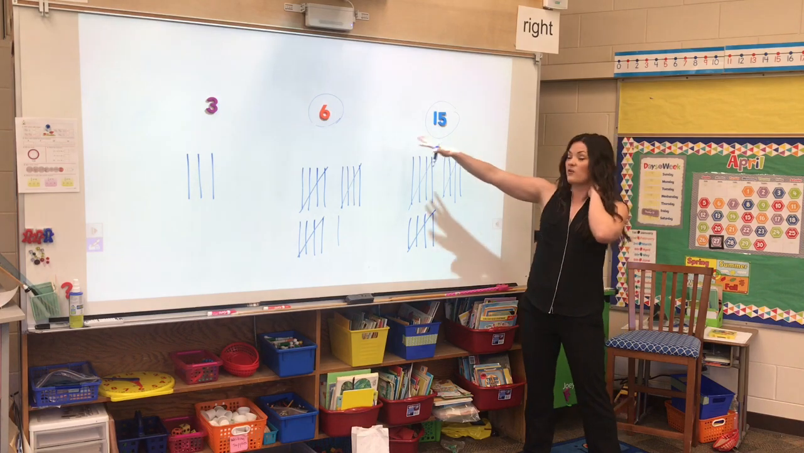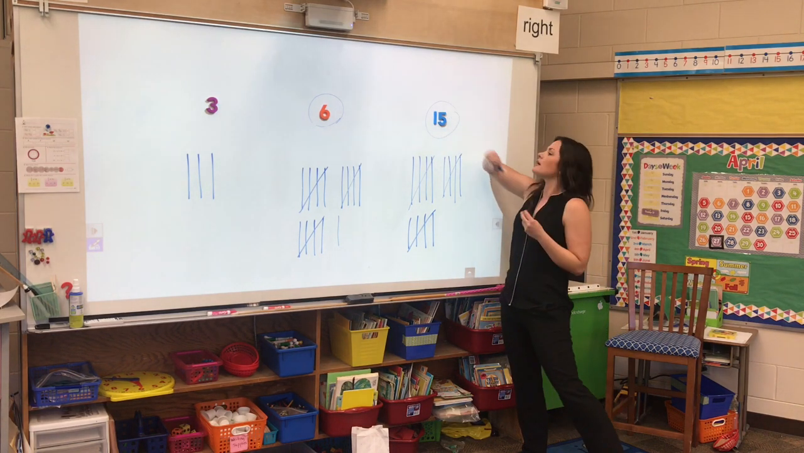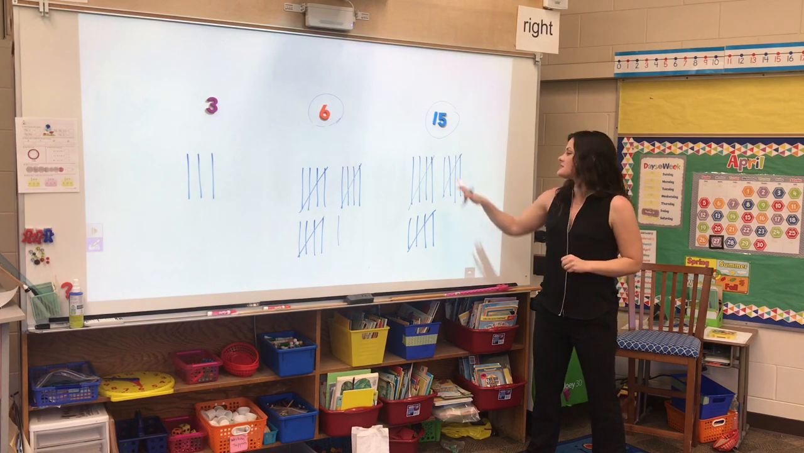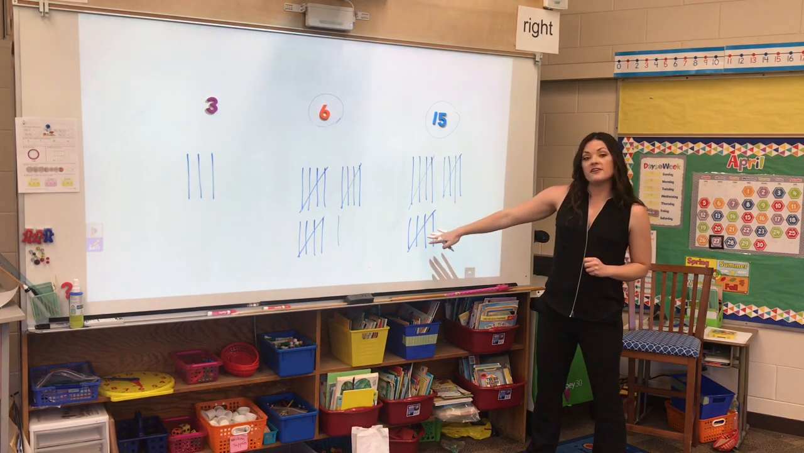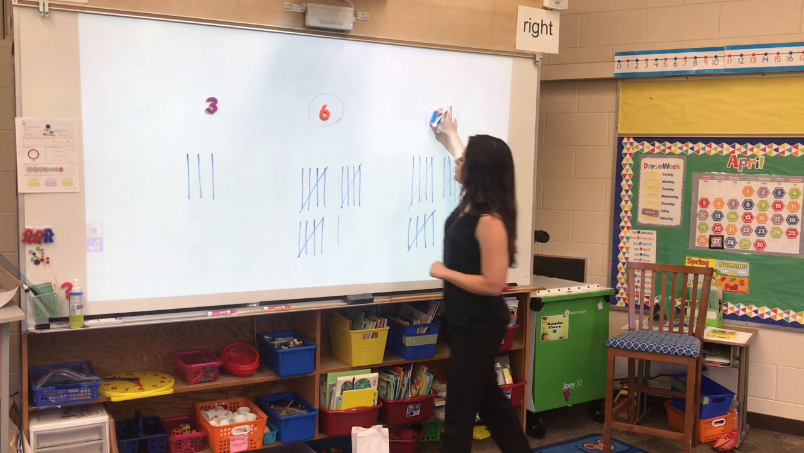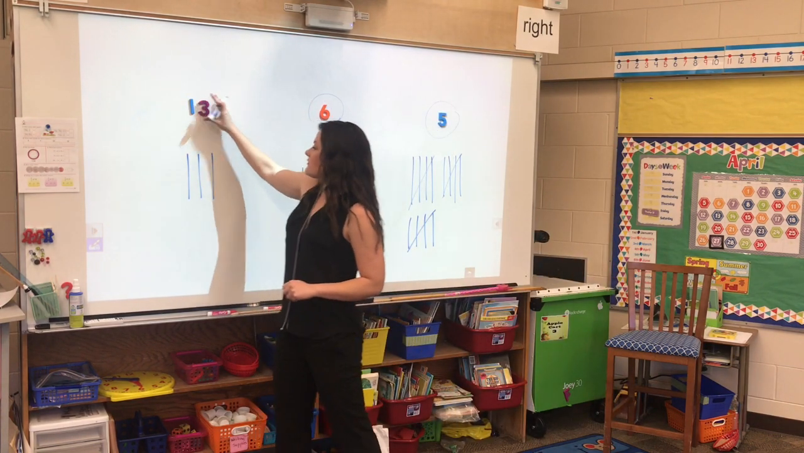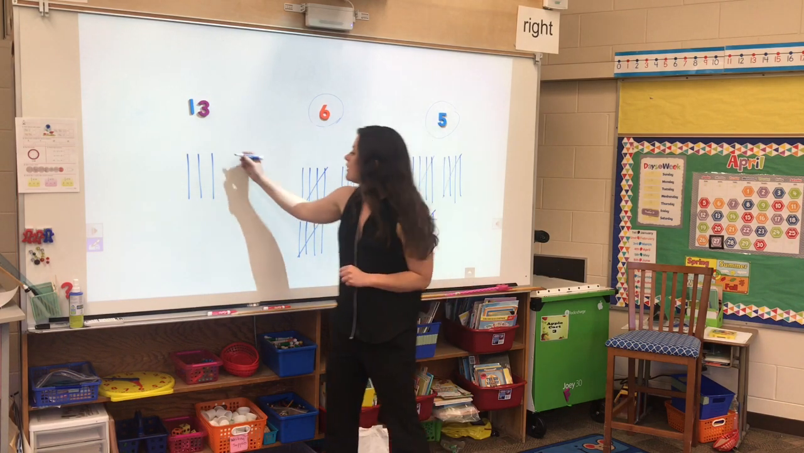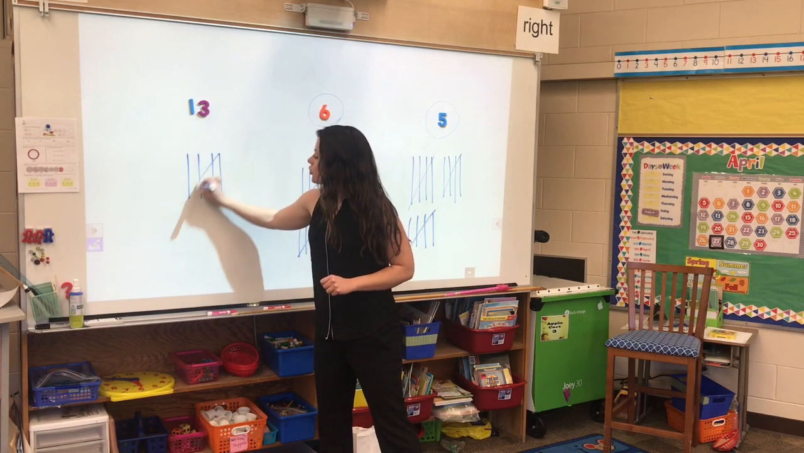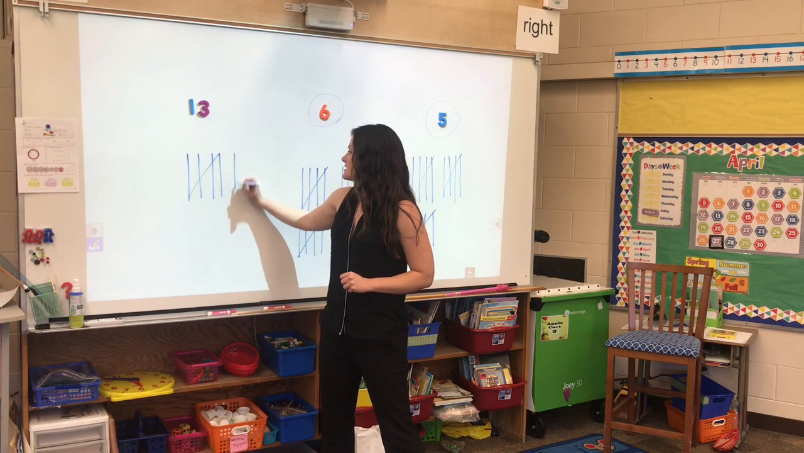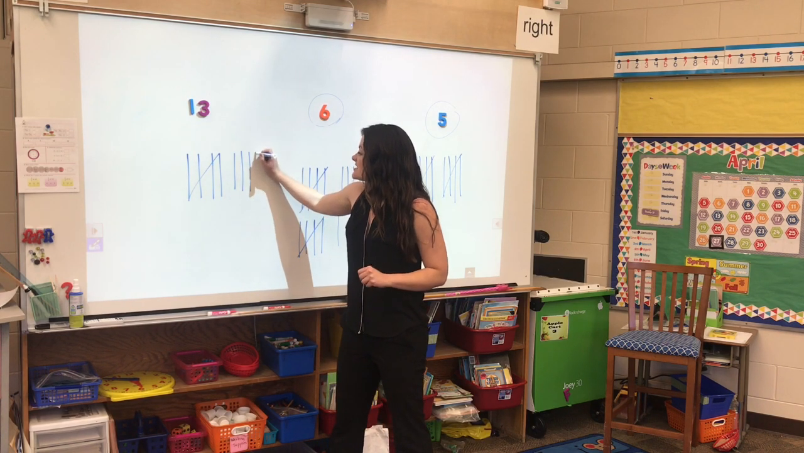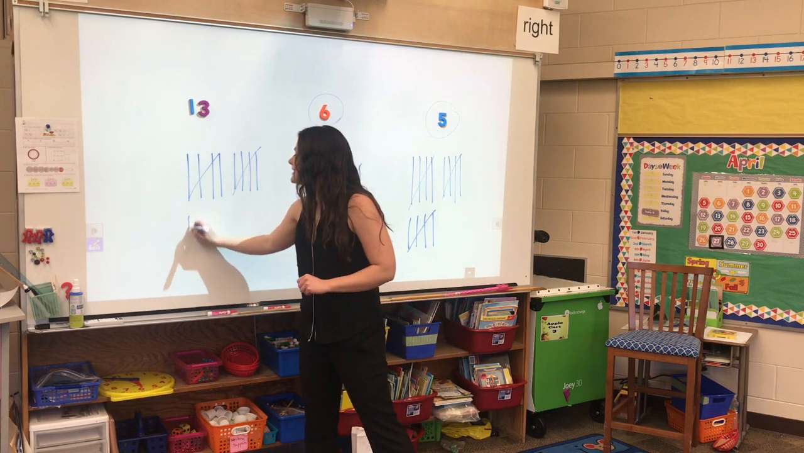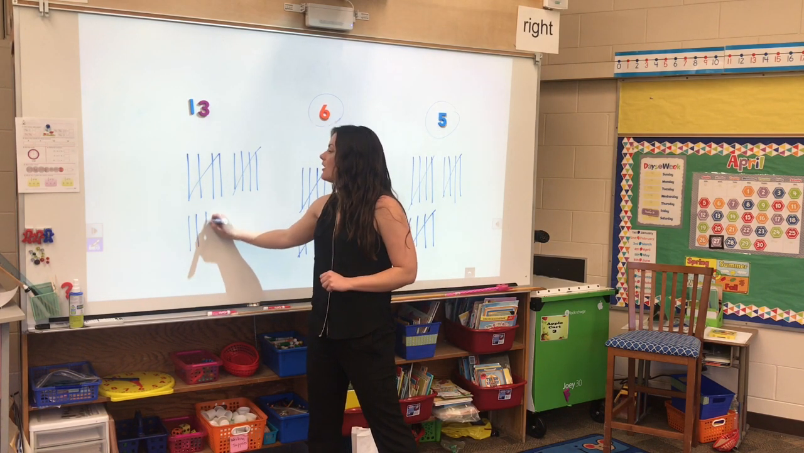Now if I didn't know how many tally marks were here and I just crossed off the top, what are you going to do? Count 5 fives. 5, 10, 15. And lastly, let's move our little guy over here. What if I need 13 tally marks? I have 3, let's keep counting. 4, cross for 5, 6, 7, 8, 9, cross for 10, keep counting, 11, 12, 13.